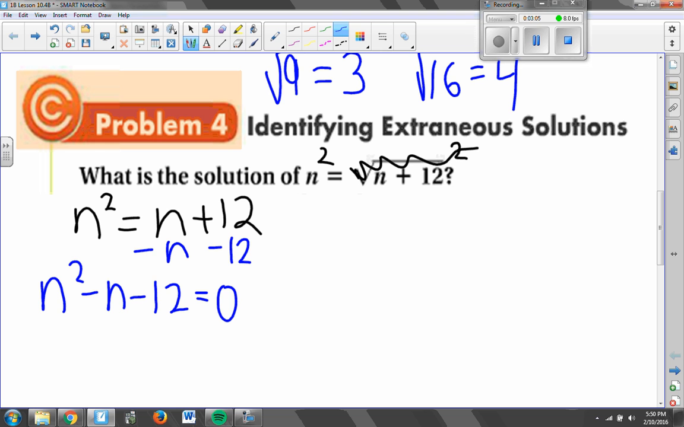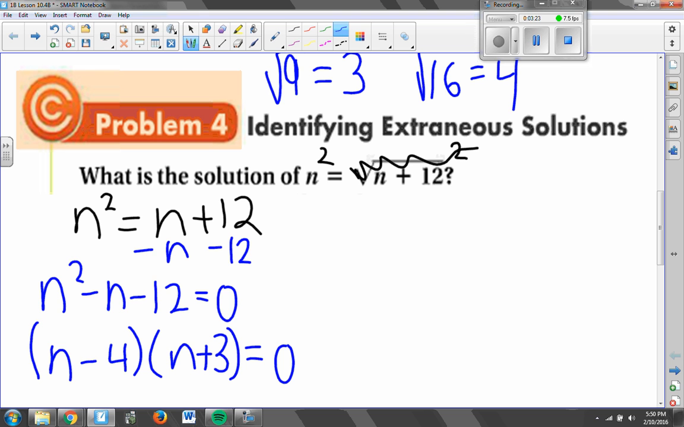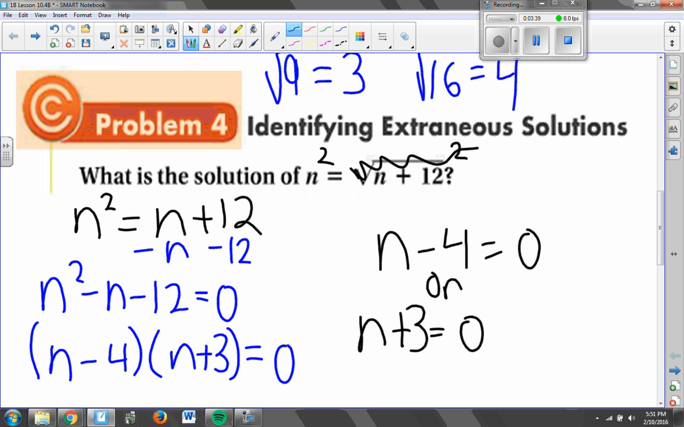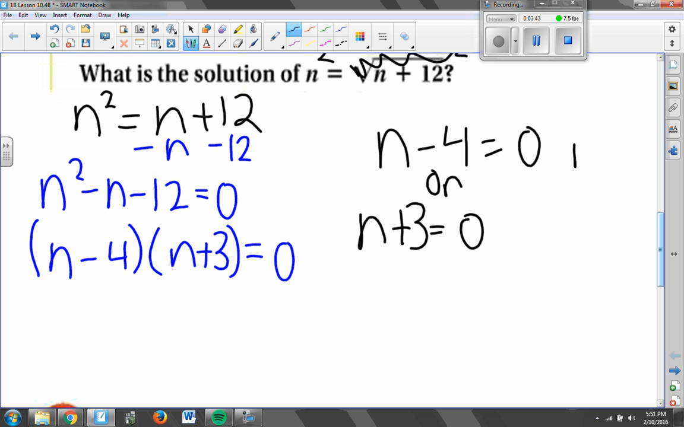And now this is one that I can solve by factoring, because two numbers that multiply to be negative 12 and add to be negative 1 are negative 4 and positive 3. So I've factored that expression into n minus 4 and n plus 3. Now my two options are n minus 4 equals 0 or n plus 3 equals 0. If I solve both of those, n equals 4 by adding 4 to both sides, and n is equal to negative 3 by subtracting 3 from both sides. Those are my two answers, but I need to check both of them in my original equation.